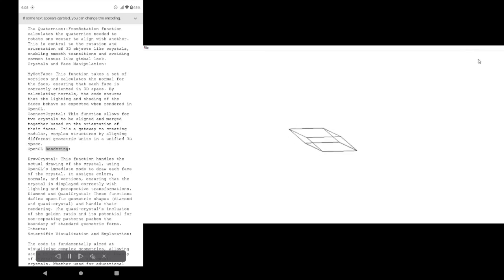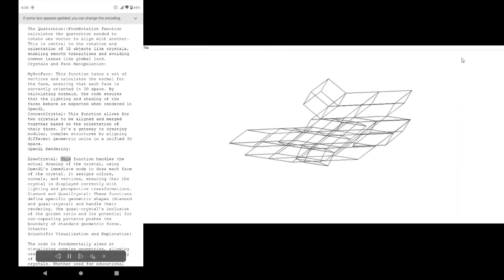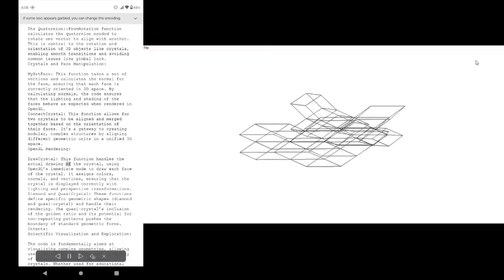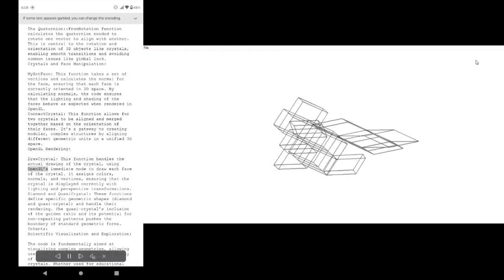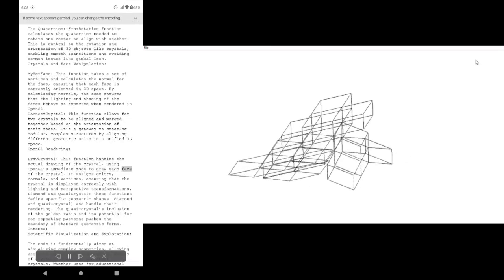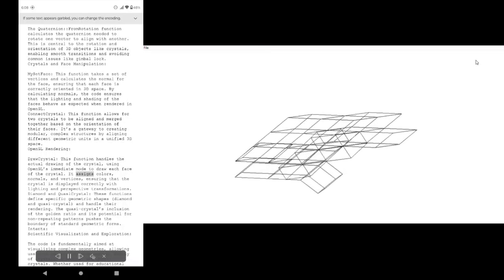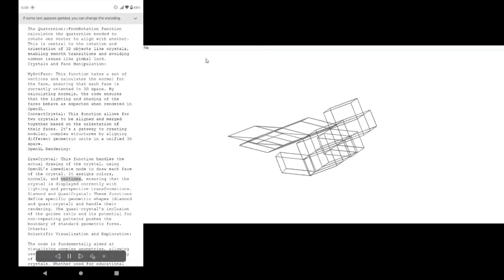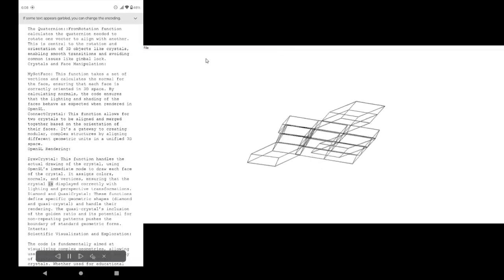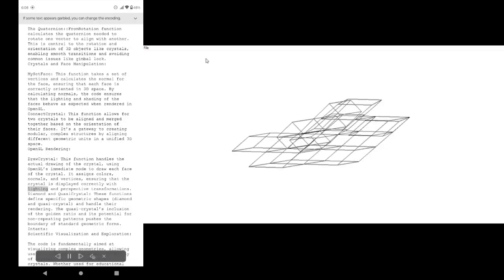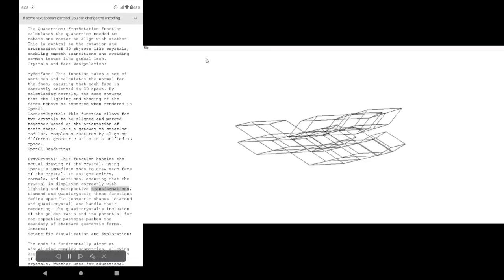OpenGL rendering. DrawCrystal. This function handles the actual drawing of the crystal, using OpenGL's immediate mode to draw each face of the crystal. It assigns colors, normals, and vertices, ensuring that the crystal is displayed correctly with lighting and perspective transformations.